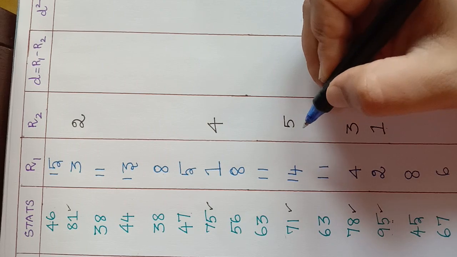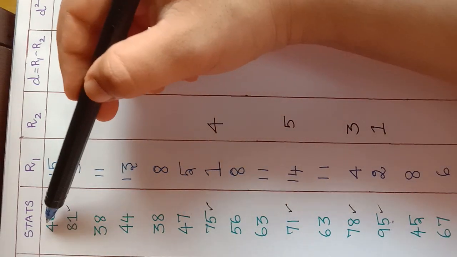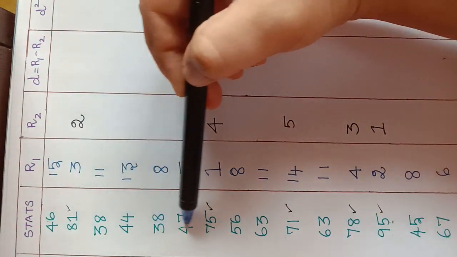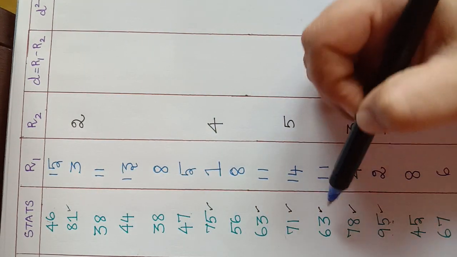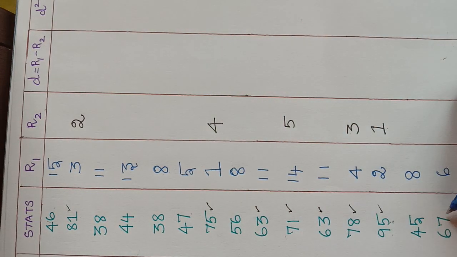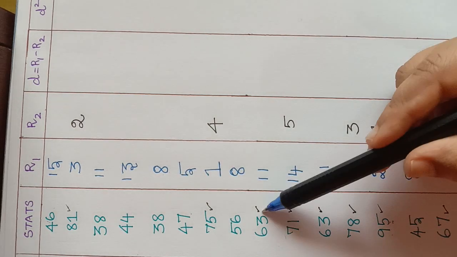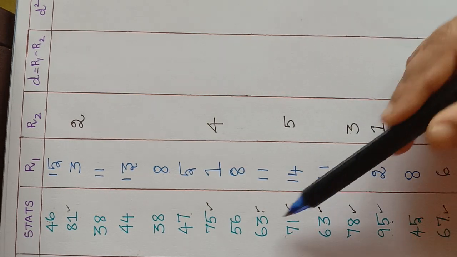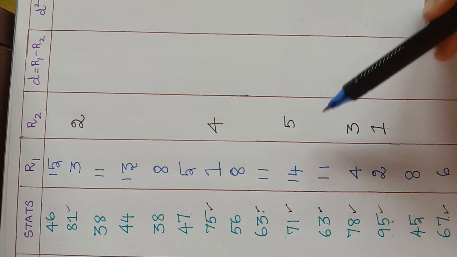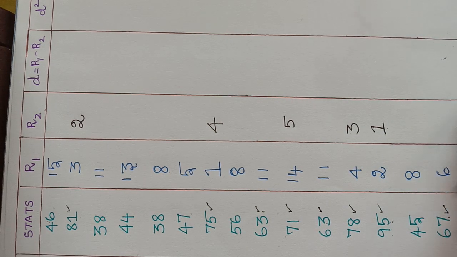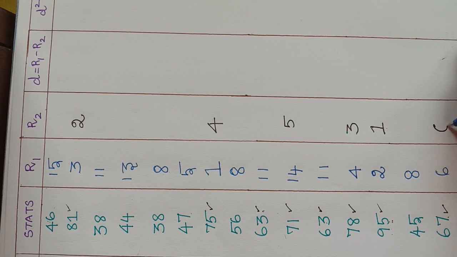So after this, we have to check for 60s. So if you check in 60s, you have 63 here and 63 again here and 67 here. So if you see 2 63s and 1 67, but which is the highest of all these? 67 is the highest, and so we have completed till rank 5, and so 67 will be getting rank 6.